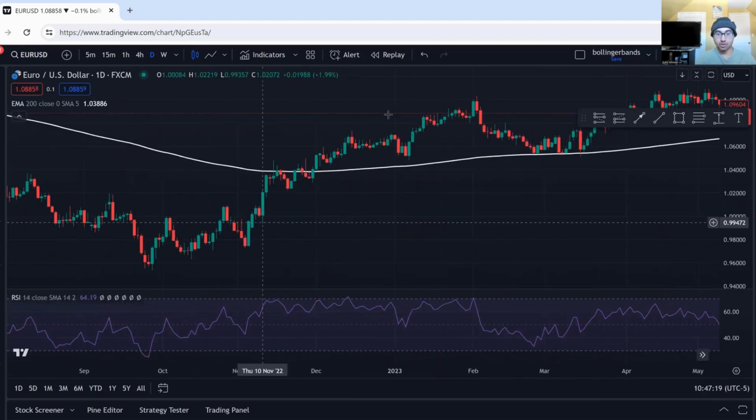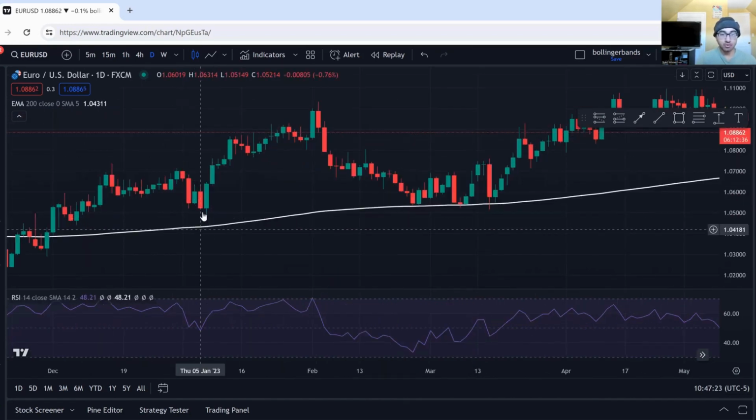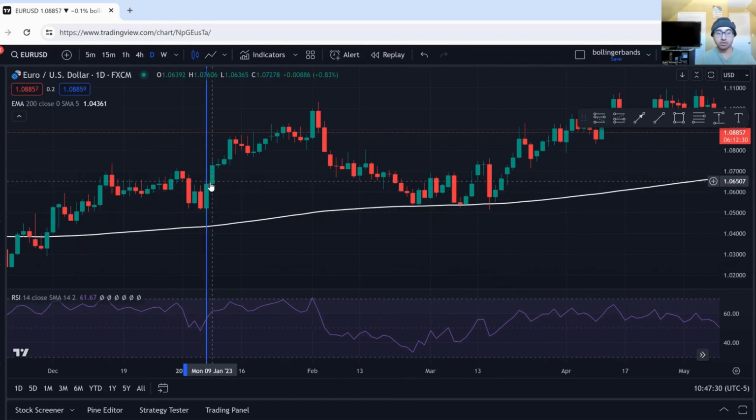What do you see over here? So we're above the 200 period exponential moving average. Now we're in an uptrend. So what do you see? Price dips below the RSI 50 value right over here, and now we're above it on this candle right over here. What do you see happens after price goes above the 50 value on the RSI?